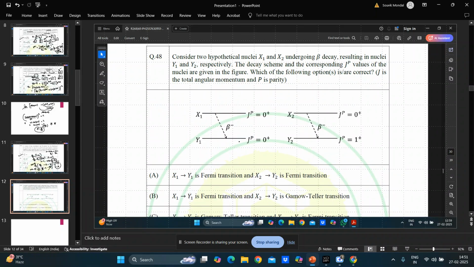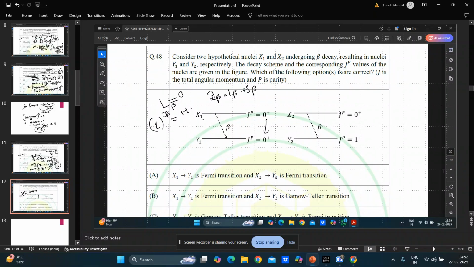Now for this configuration, you have to tell which one is the Fermi transition and which one is the Gamow-Teller transition. So look at this configuration. In this case, what is your L value? The change in L is equal to 0, because 0 to 0 is 0, and minus 1 to the power j is equal to plus 1, and j beta is L beta plus S beta, because this is beta decay.